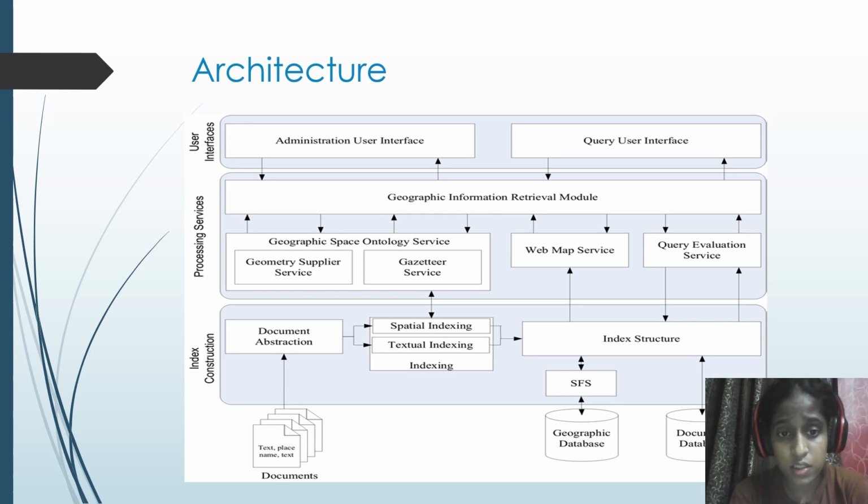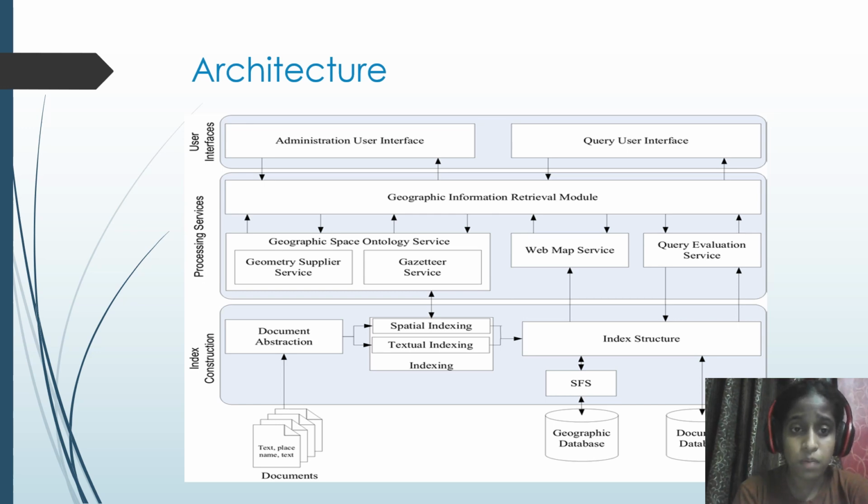And many services are used like geometric supplier services, gazetteer service, web map service, and query evaluation services, and the main one is administered by the Geographic Information Retrieval Module in the processing services stage.